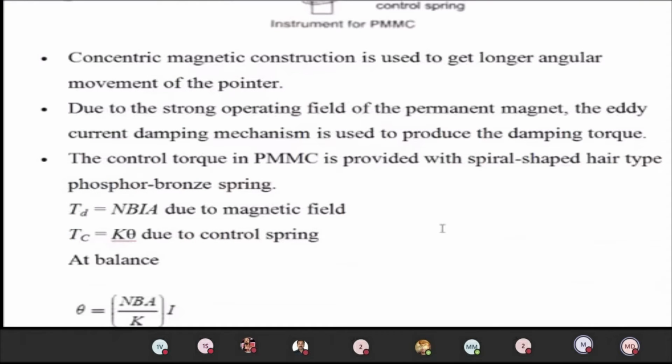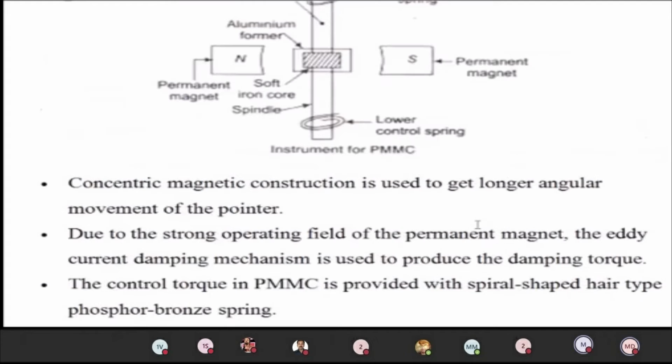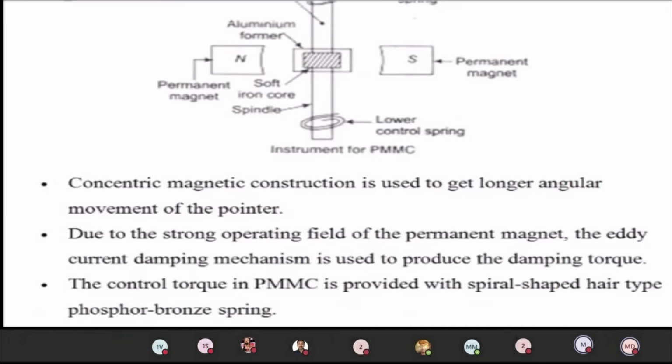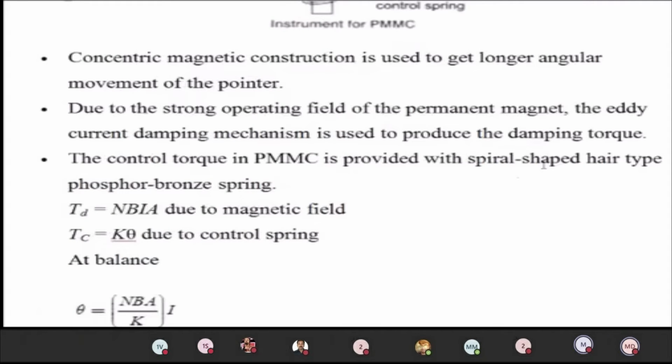The control torque in PMMC is provided with a spiral shaped hair type phosphor bronze spring. So actually it is not shown here, only the spring has been shown. You can see the lower control spring and upper control spring for the movement of the pointer. What type has been used is spiral shaped hair type phosphor bronze spring.